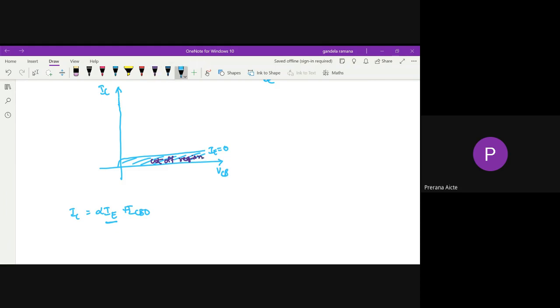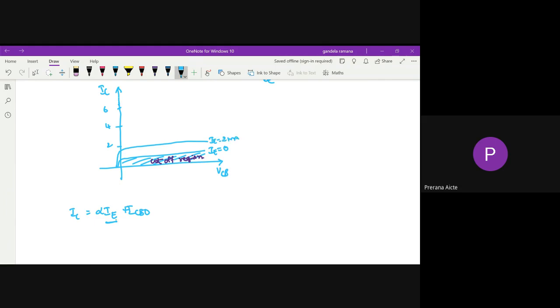So when IE is equal to 2 milliamperes, IC has to be taken as 2 milliamperes, 4, 6, 8 like that. So suppose IE is 2 milliamperes. What happens? So IE is equal to 2 milliamperes.